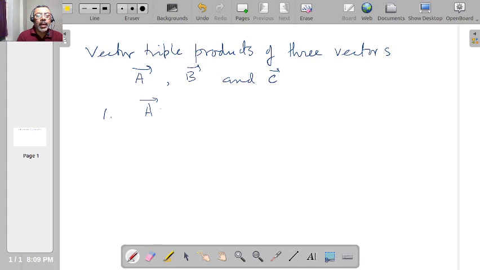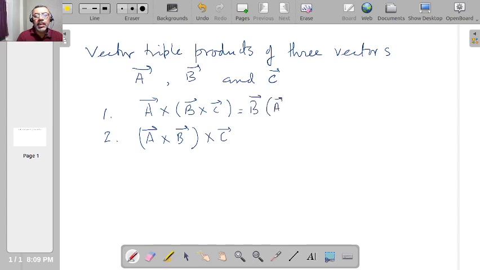A cross B cross C. This is one, and the other is A cross B, then cross C. The result here is B times A dot C minus C times A dot B. Here the result is B times A dot C minus A times B dot C.